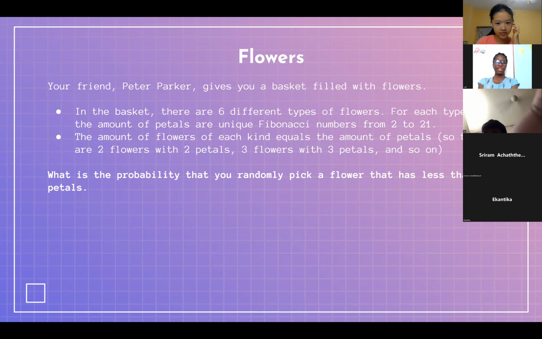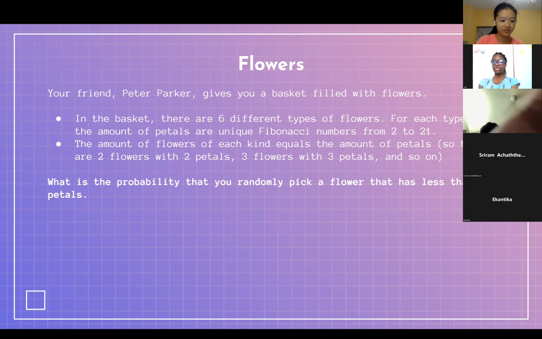We also have a math problem that relates to flowers. Your friend Peter Parker gives you a basket filled with flowers. In the basket, there are 6 different types of flowers. For each type, the amount of petals is a unique Fibonacci number from 2 to 21. The amount of flowers of each kind equals the amount of petals, so there are 2 flowers with 2 petals, 3 flowers with 3 petals, and so on. What is the probability that you randomly pick a flower that has less than 8 petals? Take a couple minutes and work this problem out, and once you get the answer, type it in the chat.